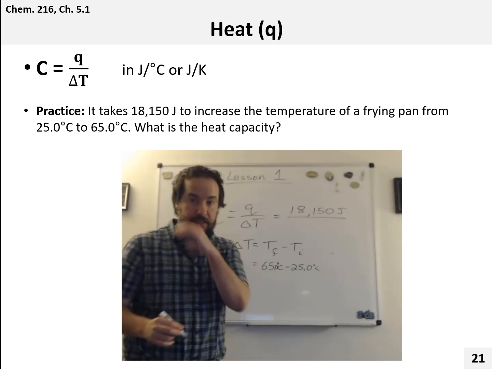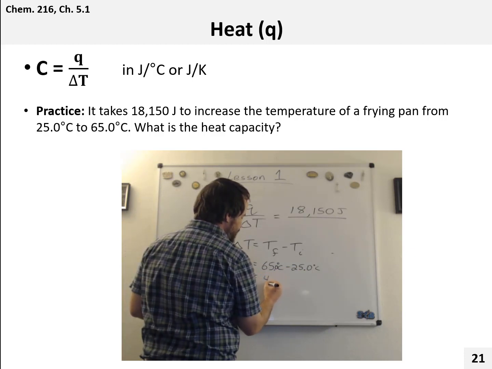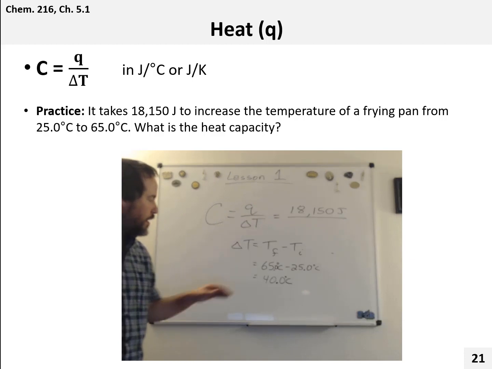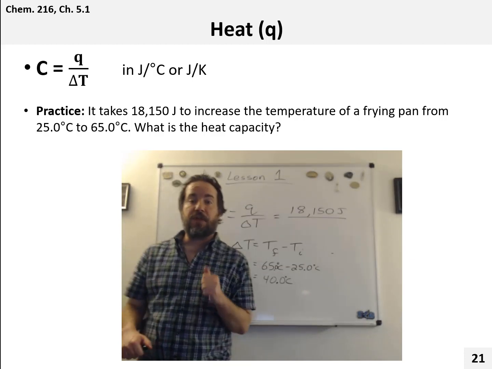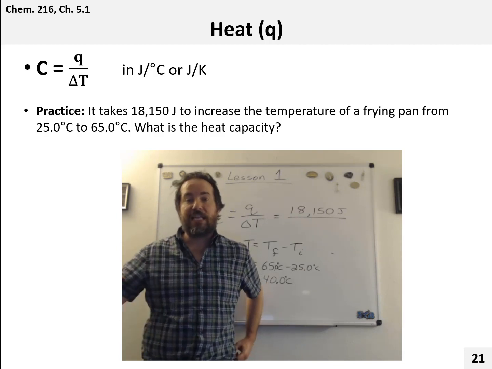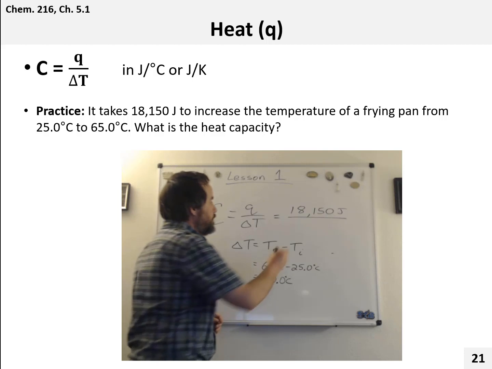All right, so that's going to give us 65 minus 25. That's going to give us 40.0 degrees C. Delta T will not always be positive. Sometimes it will be negative. We'll see that in the next class. But in this case, it's positive.